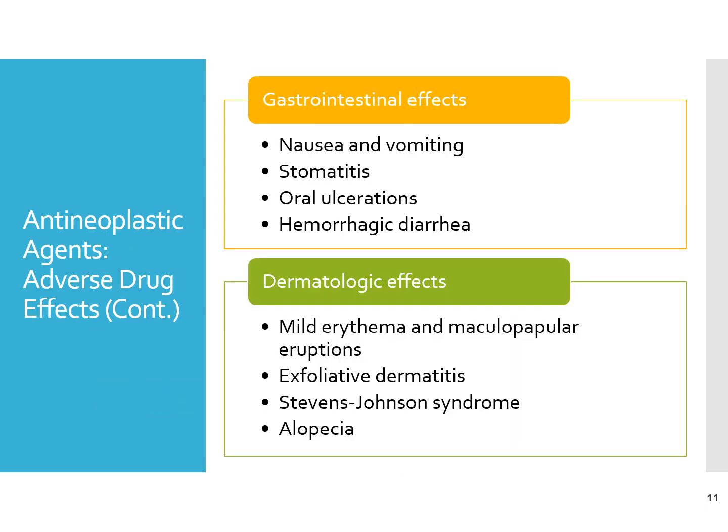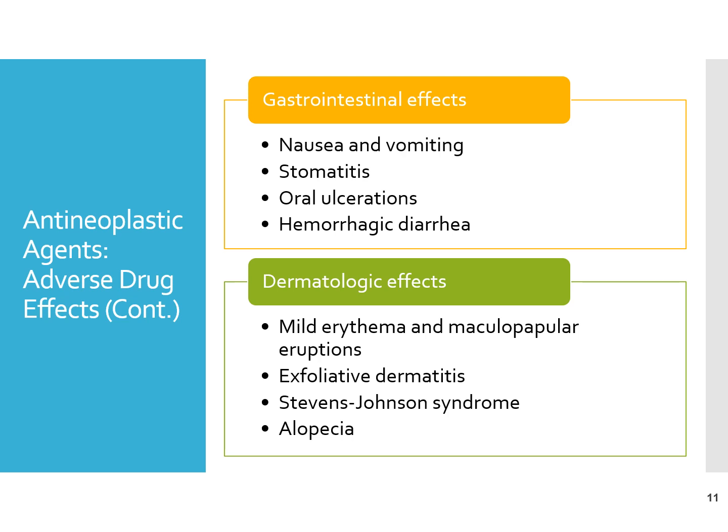Okay, so we're getting into the adverse effects of antineoplastic agents. The sloughing of the GI mucosa, so the gastrointestinal mucosa, can produce many symptoms that include nausea, stomatitis, oral ulcerations, vomiting, and hemorrhagic diarrhea. Dermatologic effects vary from mild erythema and maculopapular eruptions to exfoliative dermatitis and Stevens-Johnson syndrome. Alopecia is frequent, but hair does usually regrow.